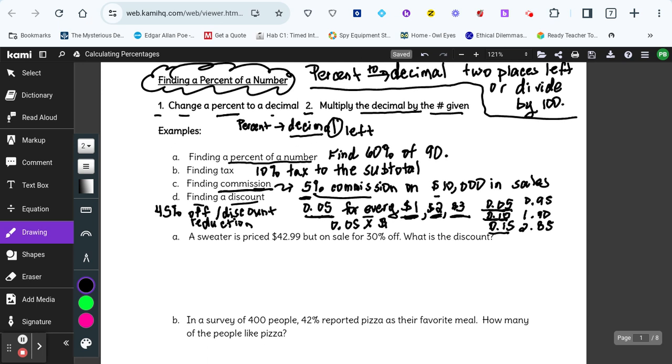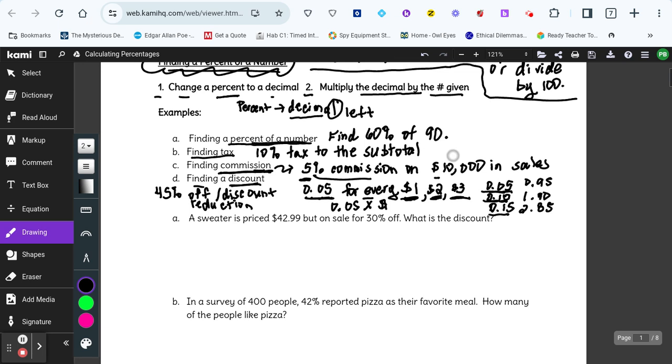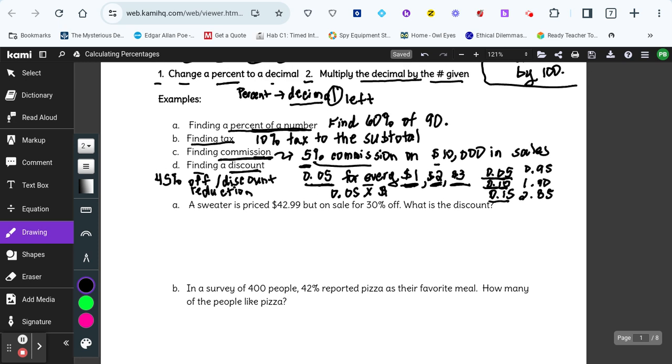So these are examples of finding percents of a number. Finding a regular percent of a number, finding tax, which means you've got to find a percent of a number, finding the commission that you get to keep, or finding the discount, the amount that somebody is going to take off at a register or at a store, something like that. All right, so let's get started with the examples.